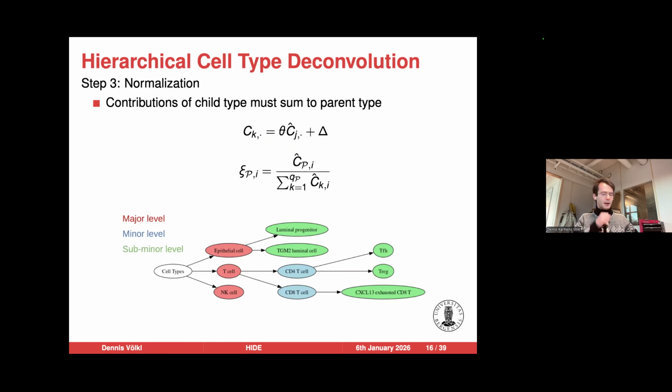The last step, sorry, is then to use the information we obtain from the deconvolution of the major cell types and the hierarchy. Because we know that the sum of the CD4 T cells and the CD8 T cells in one single sample should not be larger or smaller than the estimated proportion of T cells. So we just normalize those bulks to sum up to the parent.